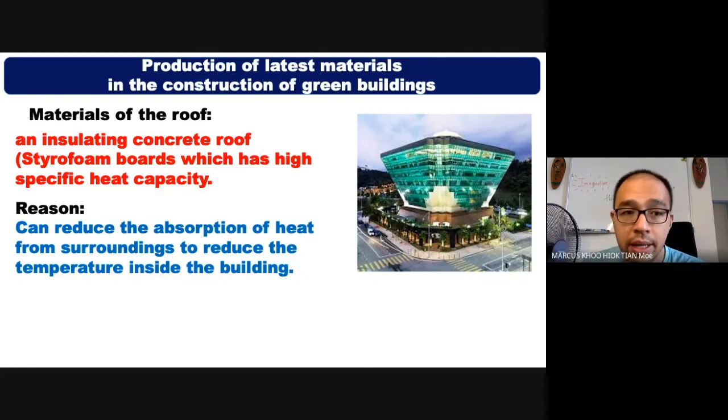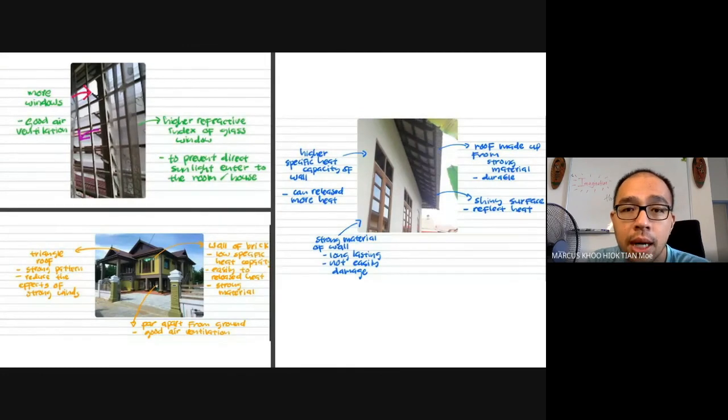Because of that, the insulating concrete roof can reduce the absorption of heat from the surroundings to reduce the temperature inside the building. Because it can terima banyak haba, it can reduce the temperature inside the building. Inside the building, there are people and they're generating a lot of heat, so it absorbs the heat from inside the building itself. These are something extra. I will probably post a photo of this in the group. You can copy this. This is not in your module, but I just wanted to show you this. We have more windows.